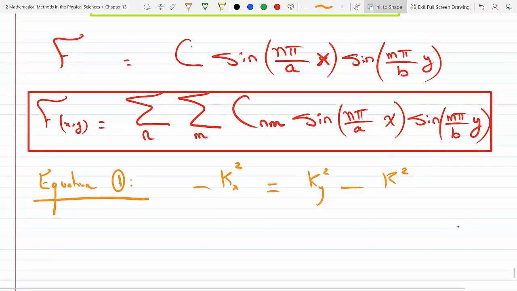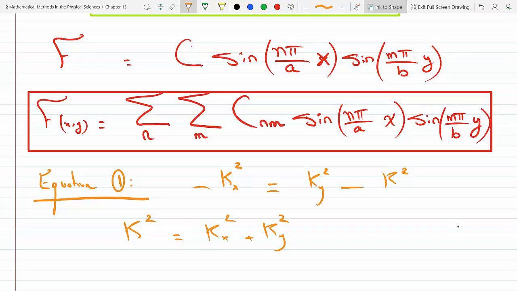Solve for k, so you get k squared equals kx squared plus ky squared, which means k is equal to the square root of kx squared plus ky squared. We don't need to determine k independently. We don't need any initial conditions on the function of time, because we already know kx and ky, and they're linearly dependent. Technically, you have two unknowns here.